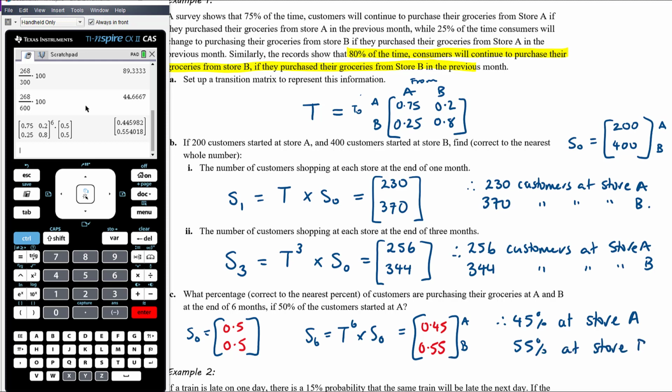So much easier to just put percentages in your initial state matrix if what you want in the end is percentages. But it's possible to get there by thinking about 300 people shopping at each store initially and then calculating your percentages at the end.